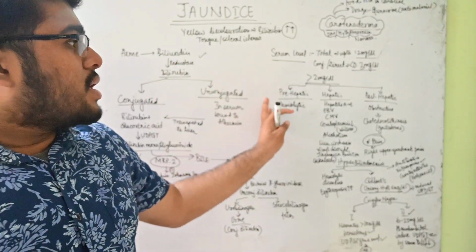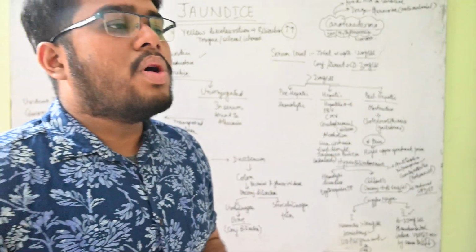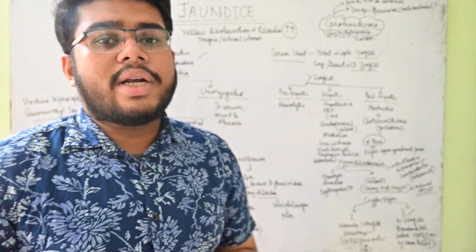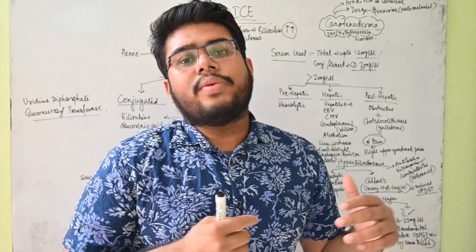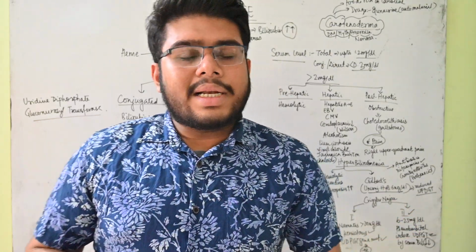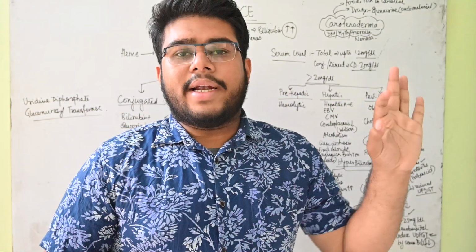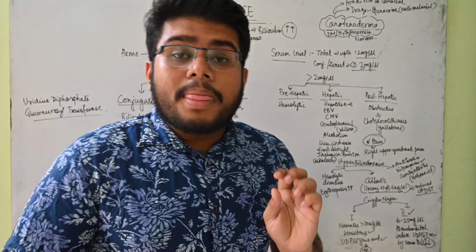Now, we know that jaundice can be of three types: prehepatic, hepatic, and post-hepatic. In the prehepatic type, there are chances of hemolysis, or it can be that the erythropoiesis rate has increased, RBC production has increased, so automatically the RBC destruction rate will also increase. It can be physiological or pathological, but it should be related to, you remember, hemolytic anemia. In cases of hemolytic anemia, there are chances of jaundice.